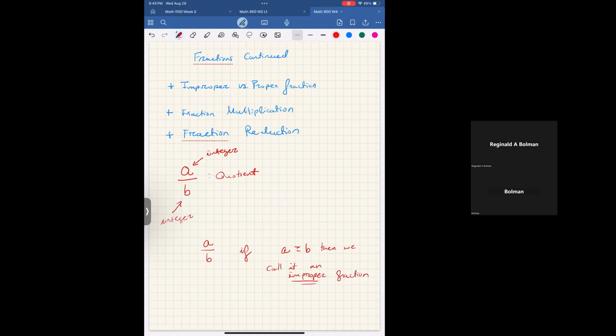So what does it mean? It means, say my B was 2. If I have a value of A that is either 2 or greater, say 3, then I have an improper fraction. Okay. If I had something like 7/3, the top number is greater than the bottom number, and so this is another improper fraction.